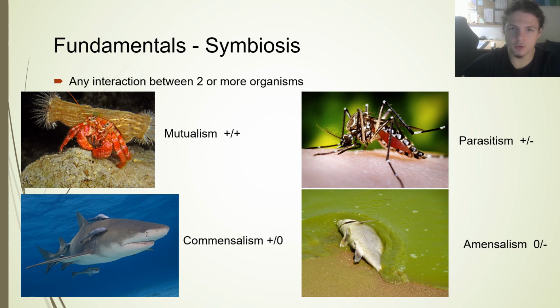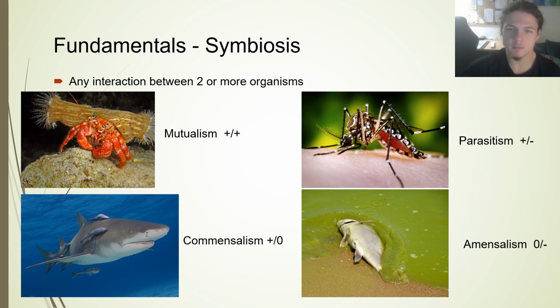The broad definition of symbiosis is that it is any interaction between two or more organisms of a different species. However, when we talk about symbiosis, we usually consider it to be a long-term interaction. However, in the case of, for example, humans and mosquitoes, it is a short-term interaction. There are four main types of symbiosis: mutualism, parasitism, commensalism, and amensalism.